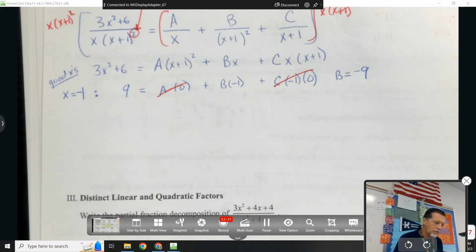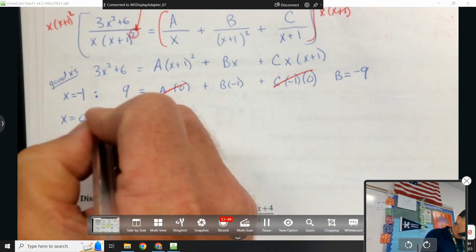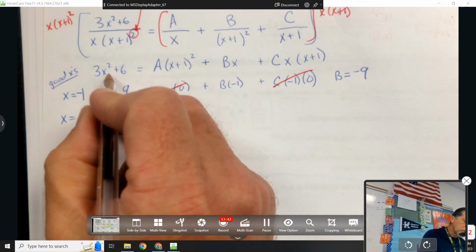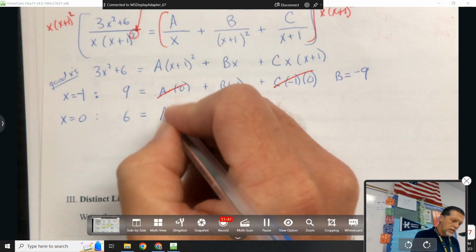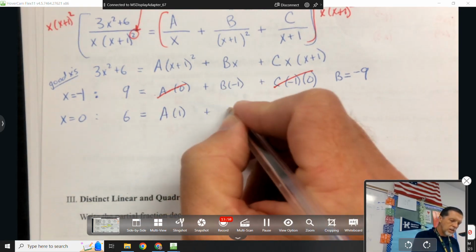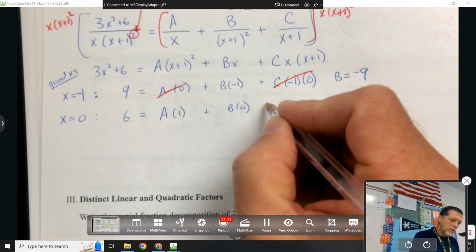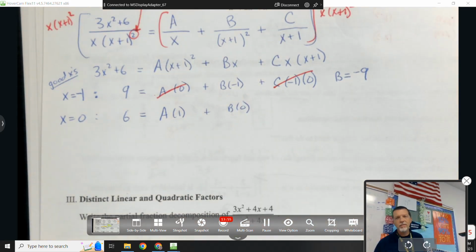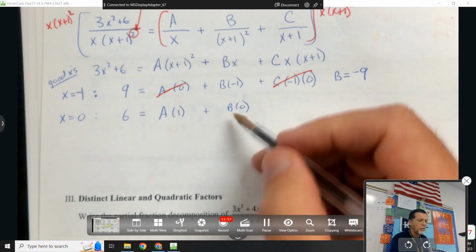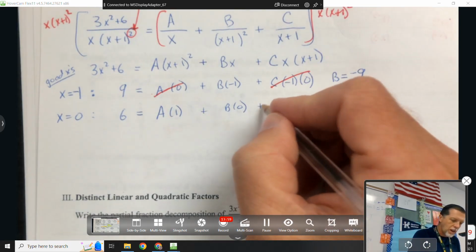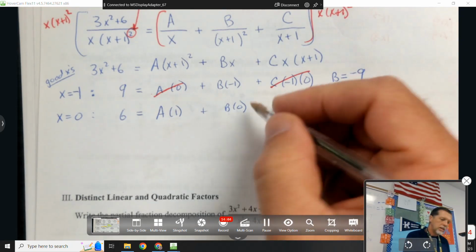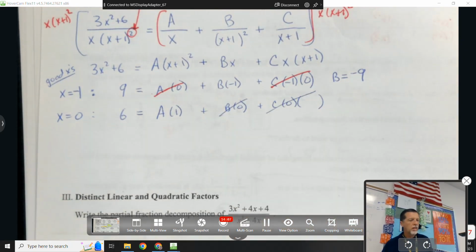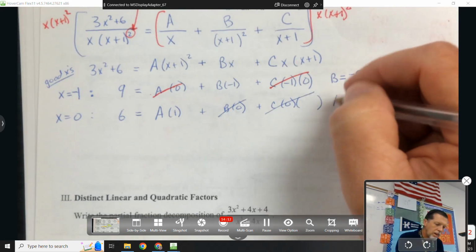Okay, so what's another good value for x? 0 would be a great pick. So 3 squared plus 6 would be 6. A times 1 plus b times 0. And once you've done some of these, as soon as you see it's b times 0, you might not even write that because you know it goes away. Plus c times 0 doesn't really matter after that because it's 0. So a equals 6.